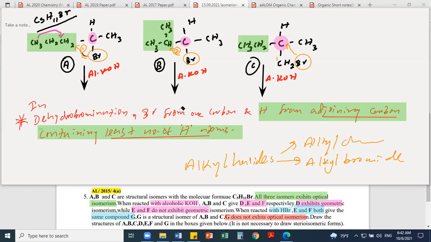Now anyway, some papers don't use the words removal of HBr. Instead of that they will give dehydrogenation. Sometimes instead of adding Br2 they will give bromination, or instead of elimination of a water molecule they will give dehydration. So dehydrogenation means what? Removal of HBr, right? So these terms you should better remember, otherwise if you don't understand that word then you will find it difficult to do the rest of the question because of one word, right?